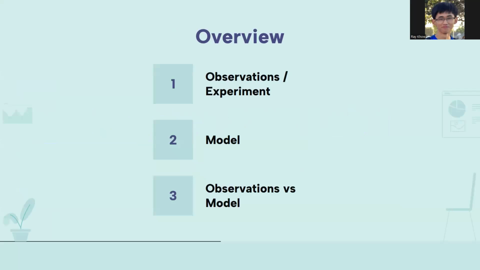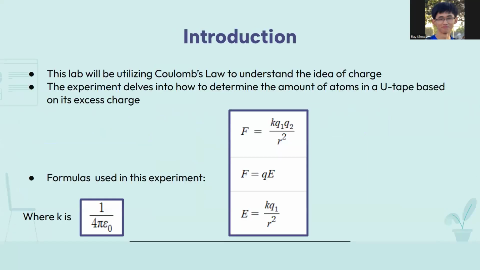This is an overview of the presentation. First, as an introduction, this lab will be going over Coulomb's law and the idea of charge. It will delve into how to determine the amount of atoms in a U-tape based on its excess charge. We also will need to calculate its excess charge, and to do this, we have these three equations: Coulomb's law, how to determine force based on electrical field, and how to determine said electrical field.